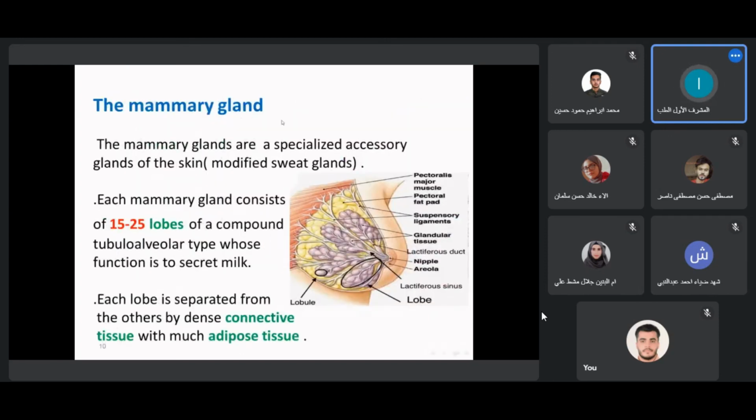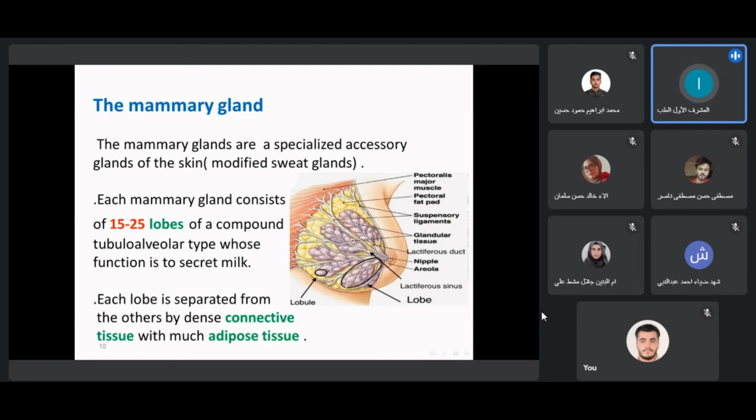And the last part here is the mammary gland. The mammary gland is not included within the genital system, but it's studied here because the hormonal changes of the reproductive system have a functional influence on the state of the mammary gland. The breast is considered an accessory gland of the skin, or a modified sweat gland.